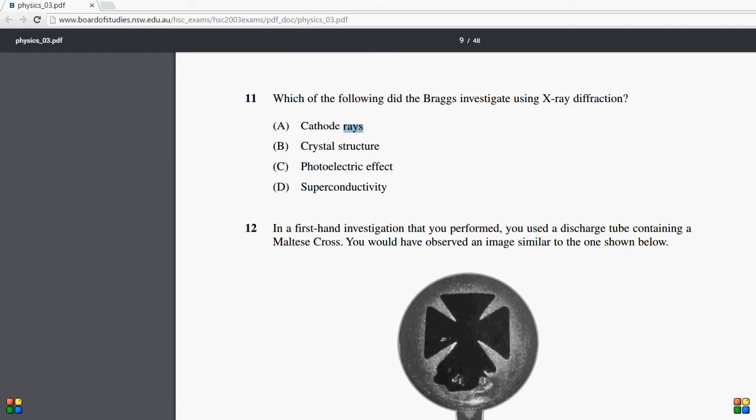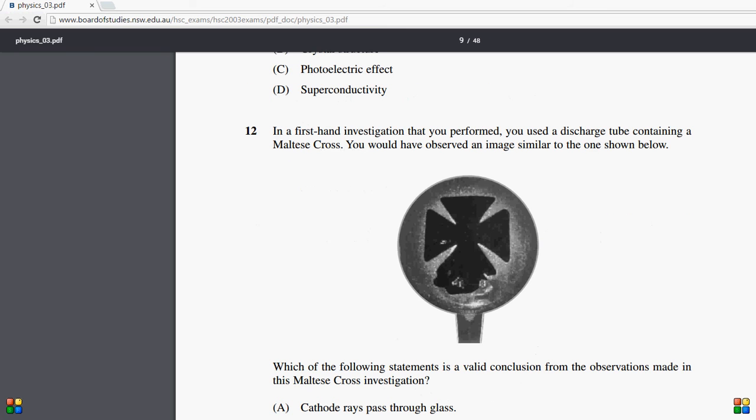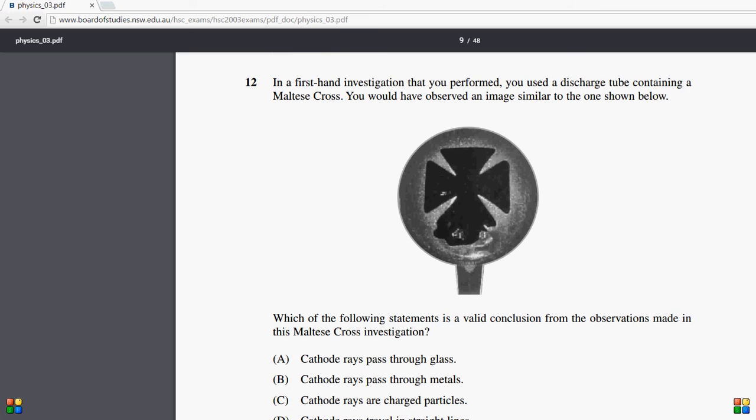Cathode rays was done by a lot of people. 12. In a first-hand investigation that you have performed, you have used a discharge tube containing a Maltese cross. You would have observed an image similar to the one shown below. Which of the following statements is a valid conclusion from the observations made in the Maltese cross investigation?